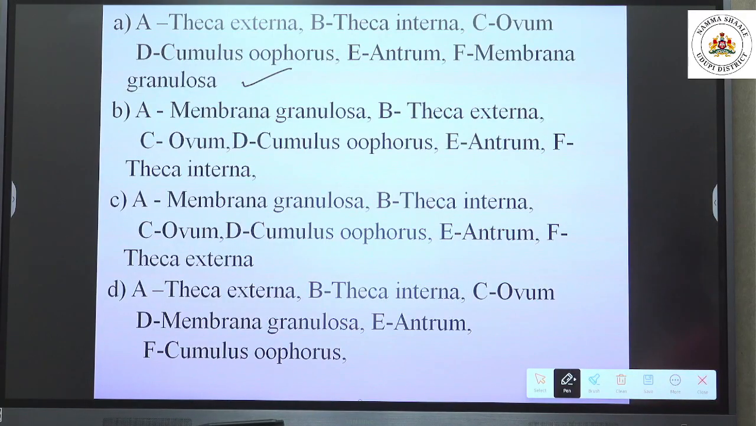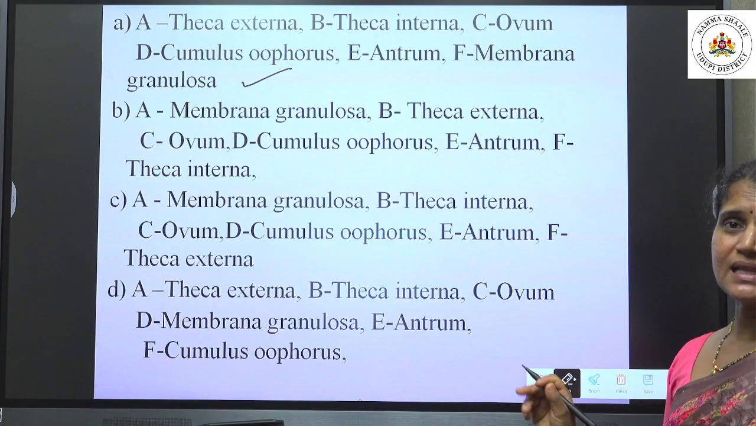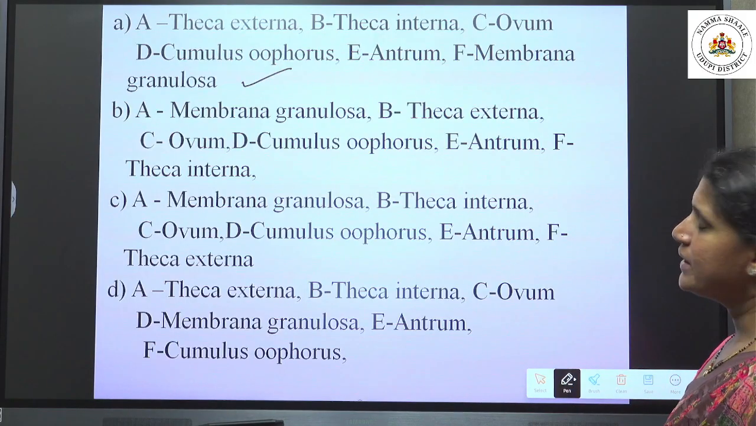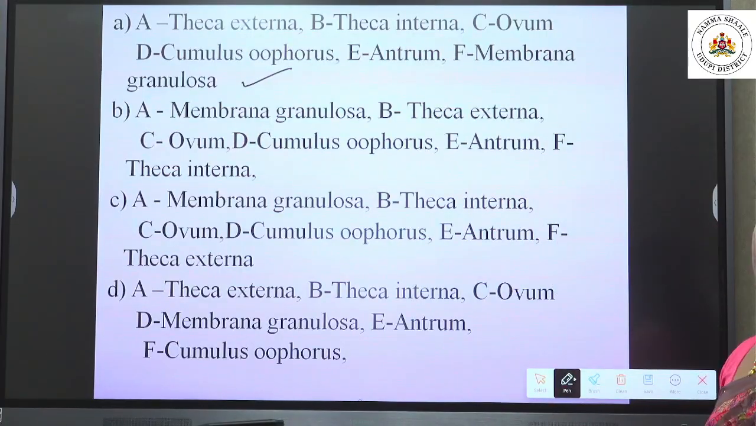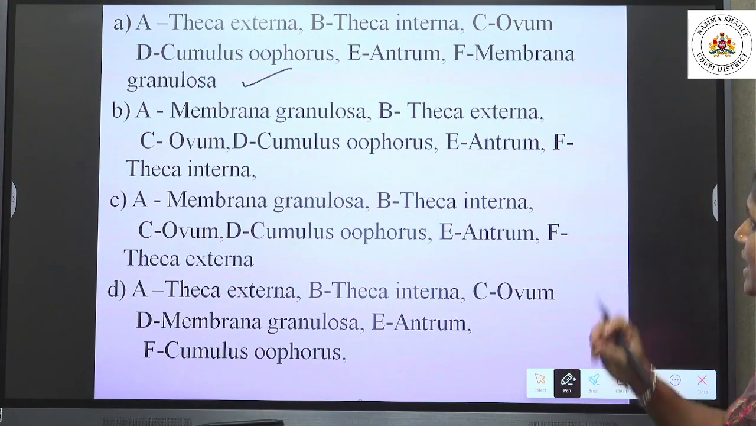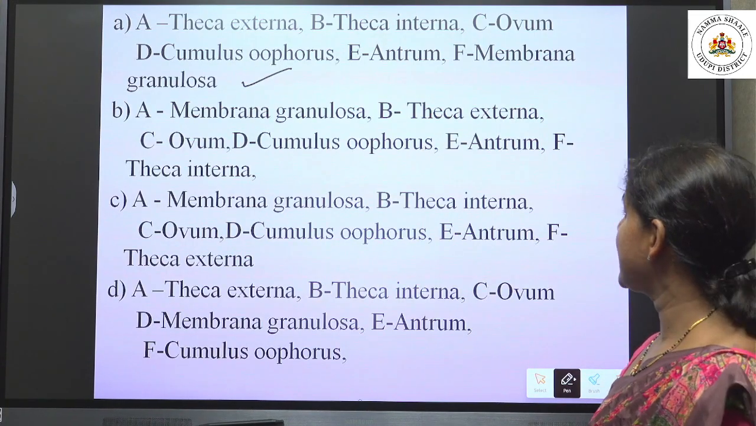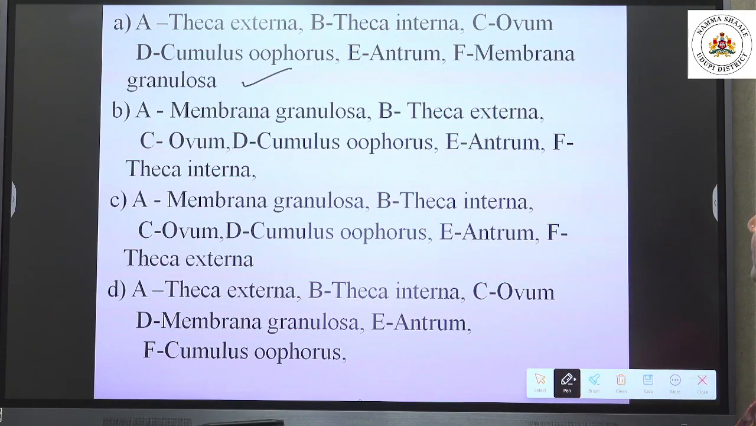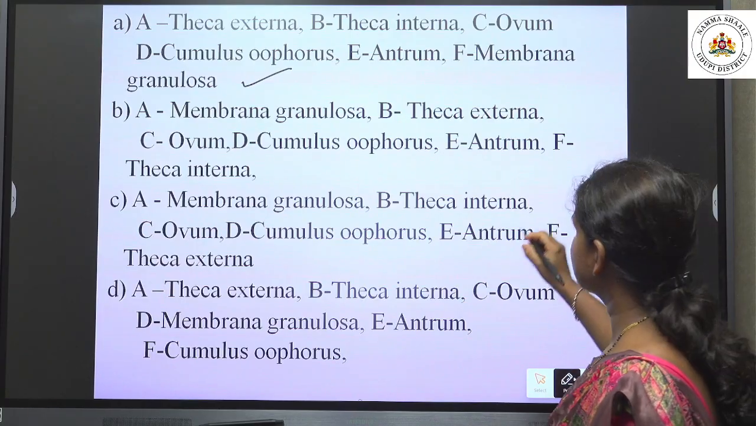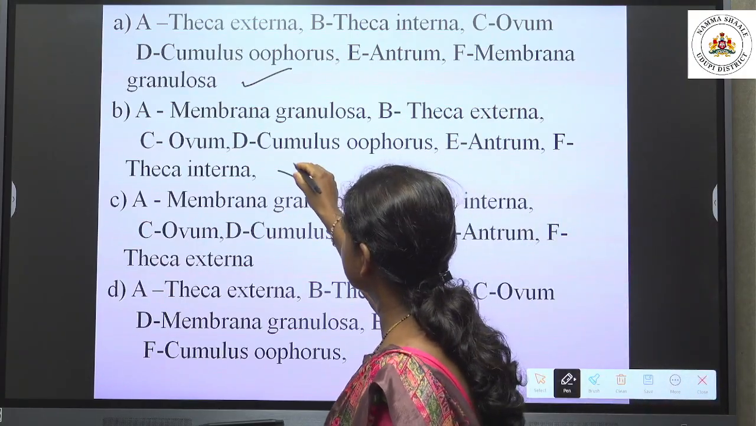Theca externa, theca interna, and C is the ovum, D is the cumulus oophorus. Cumulus oophorus means a layer of granulosa cells which covers the ovum, in the ovarian follicle and even after ovulation. They surround the ovum. So hence the first option is correct and the second one is wrong.